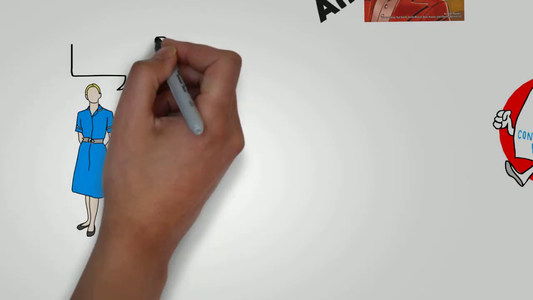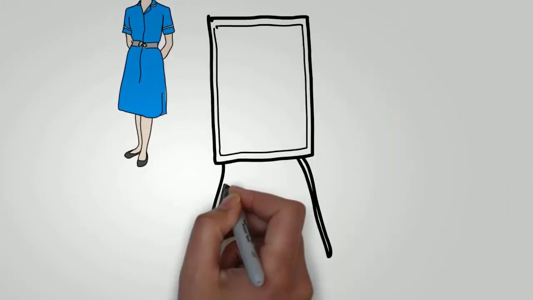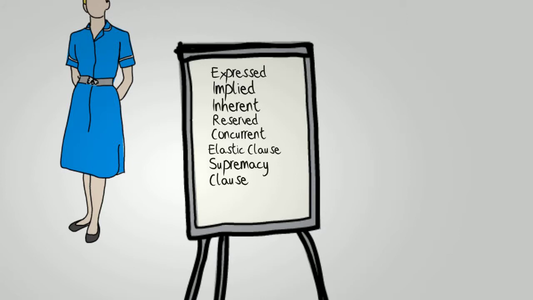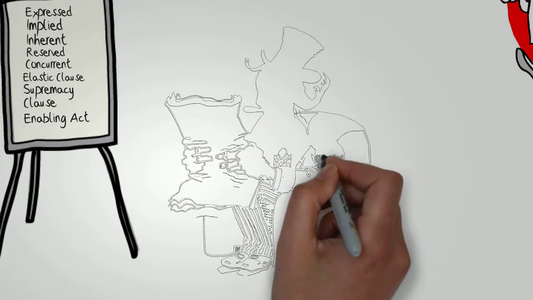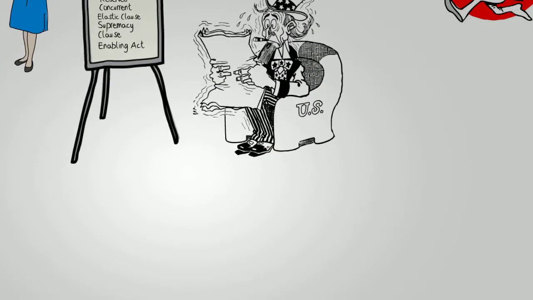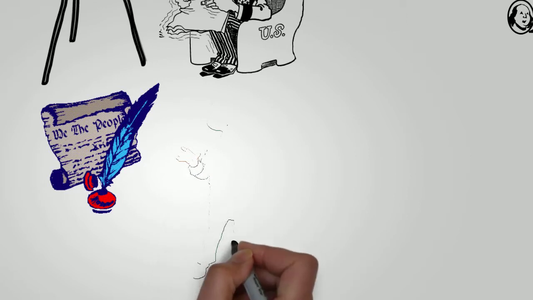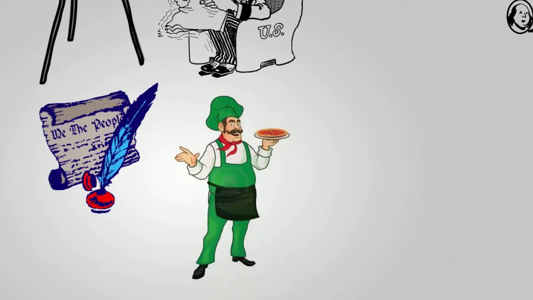For this next part, I would like to highlight the most important key terms that are in the section, which are delegated powers, express powers, implied powers, inherent powers, reserved powers, concurrent powers, the elastic clause, the supremacy clause, and the enabling act. Number 1, delegated powers are powers the Constitution grants or delegates to the national government. Number 2, express powers are powers directly stated in the Constitution. Number 3, implied powers are powers that the government requires to carry out the express constitutional powers.